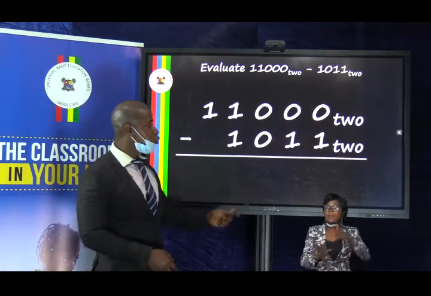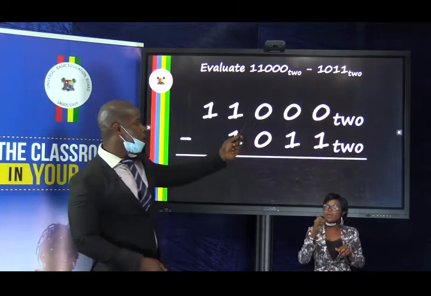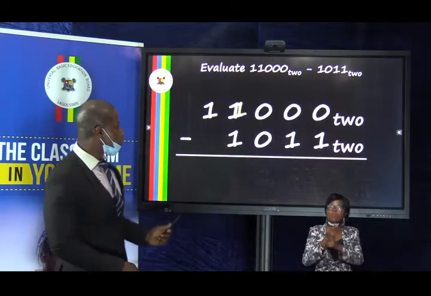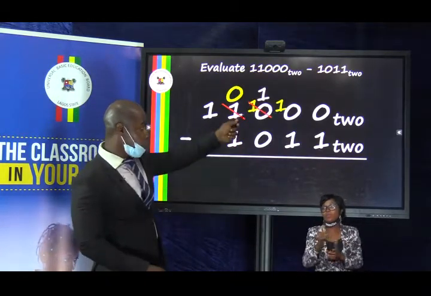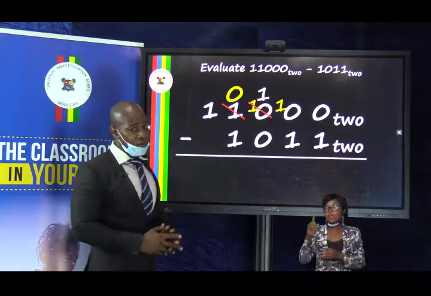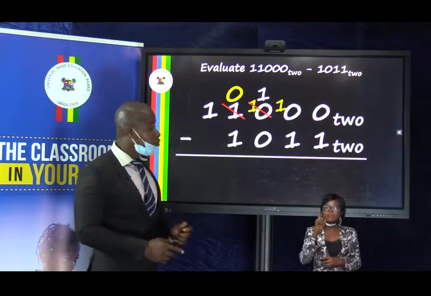Now 0 minus 1 is not possible. We can't borrow from here, we can't borrow from here, so we have to come and borrow all the way from here, you see. So we borrow 1, we're left with 0, and then we take that 1 to the other side, we are left with 1. Remember that 10 base 2 minus 1 base 2 is 1 base 2.